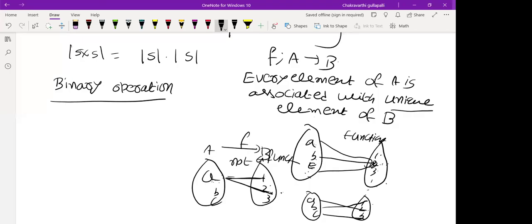So this is not allowed. This is not a function. This is a function. This is the best example.